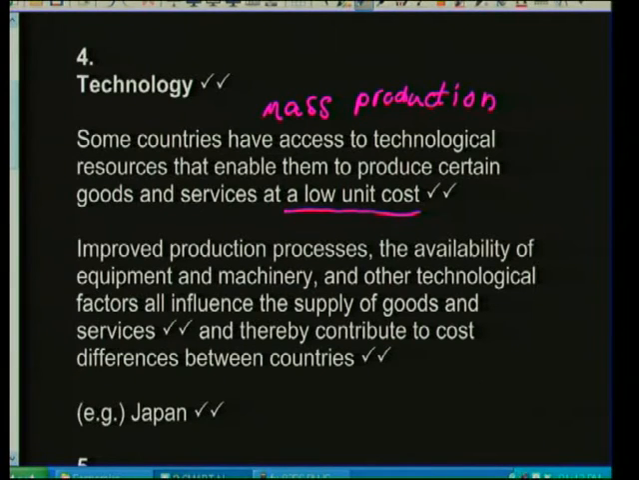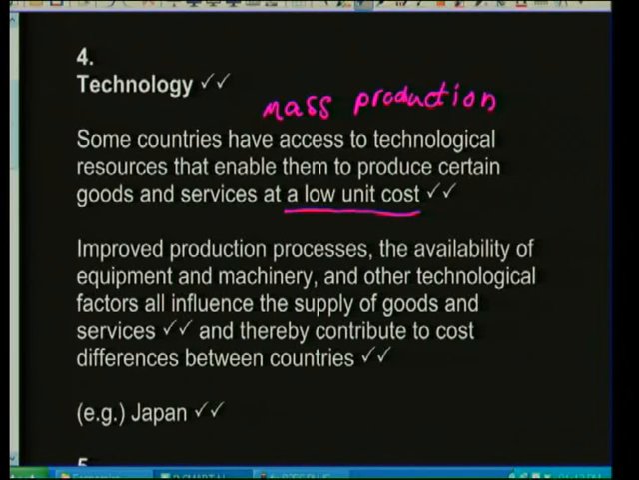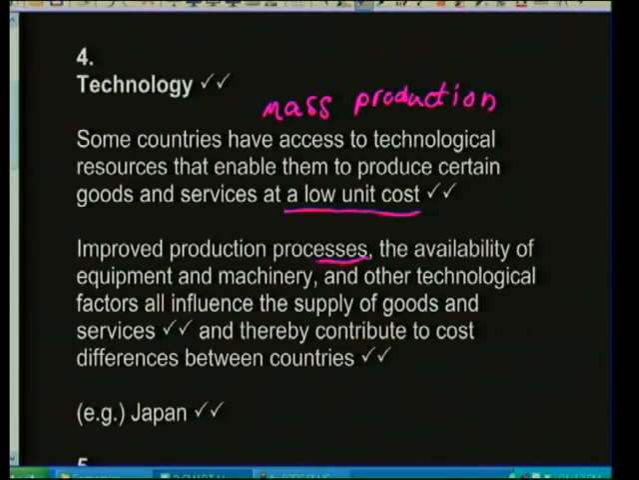Because now you can specialize in a specific product because you know something else that you need, you can import from another country. Improved production processes, the availability of equipment and machinery, and other technological factors all influence the supply of goods and services and thereby contribute to cost differences between countries. So let's look at the different aspects that have an influence: production processes, equipment and machinery, other technological factors. All of these can have an influence. And because of that, there's a difference in the cost of production between the different countries.